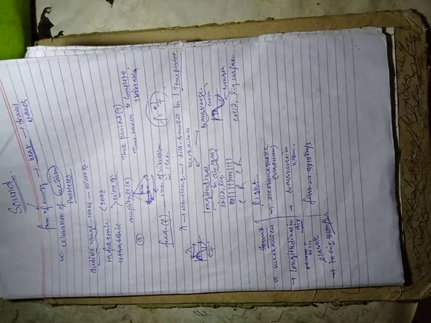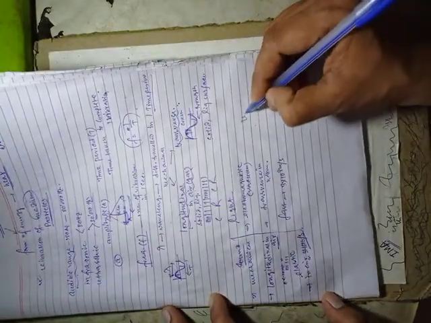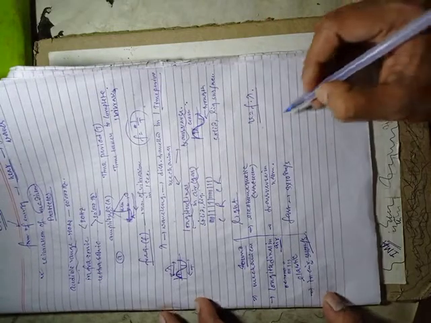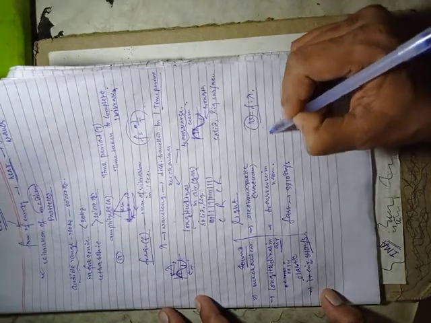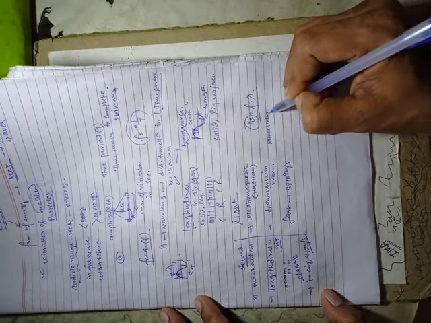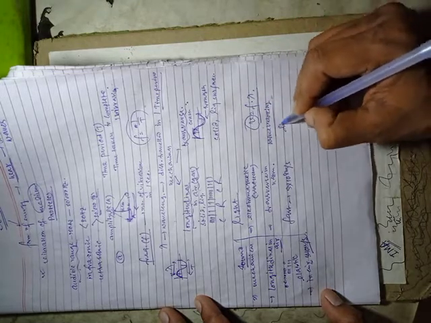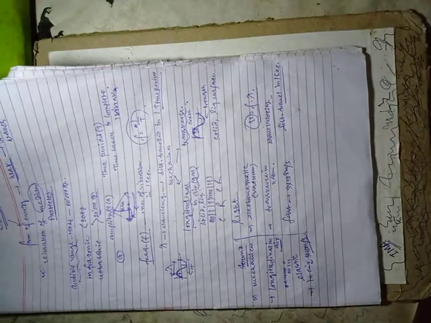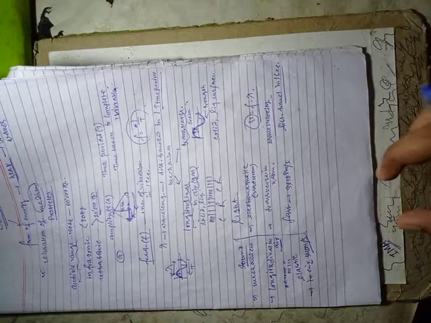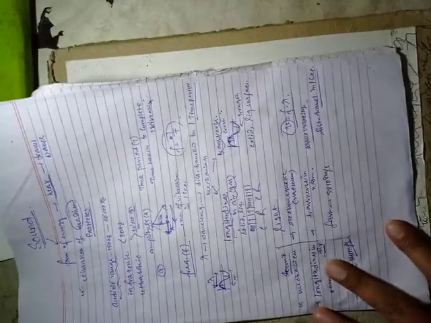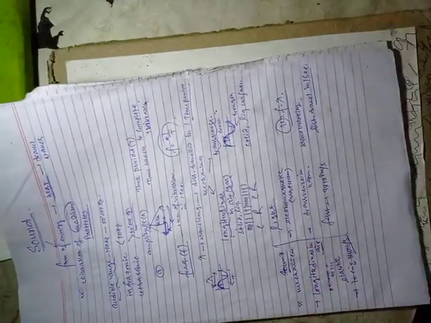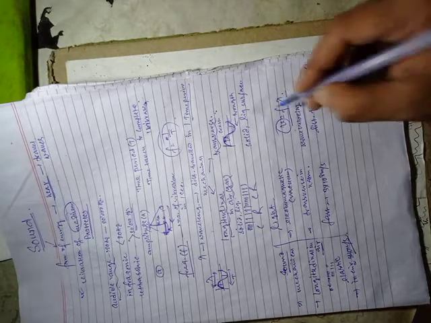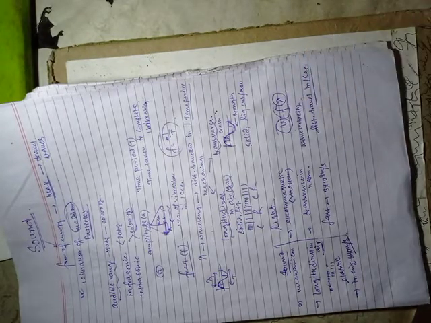Now coming to some relations. One relation is v is equal to f into lambda. Here v means wave velocity, the distance the wave travels in 1 second. The distance the wave travels in 1 second is called wave velocity, and that is equal to frequency into wavelength. So that relation is very important.